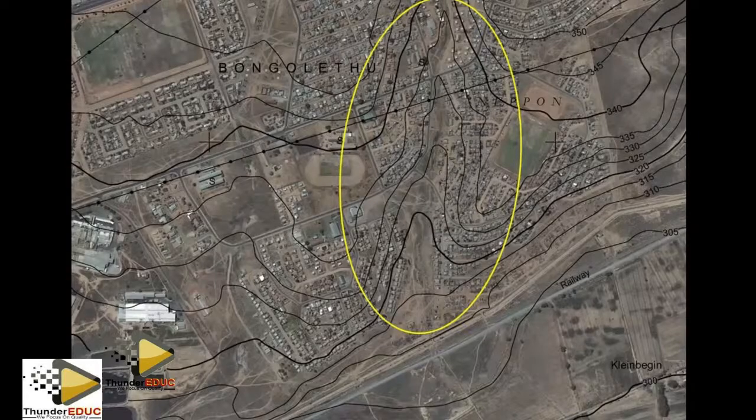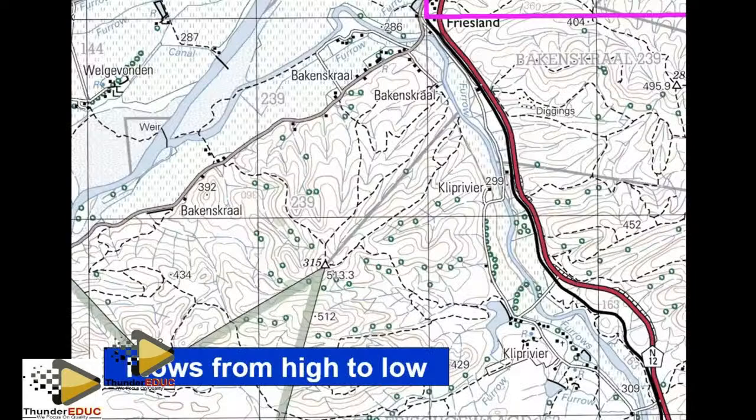Okay, another thing is in terms of flows from high to low, look at this. Can you see that? I want you to look at this. We have different spot heights here. We have this one which is 309. We have this one which is 299. We have this one which is 286.